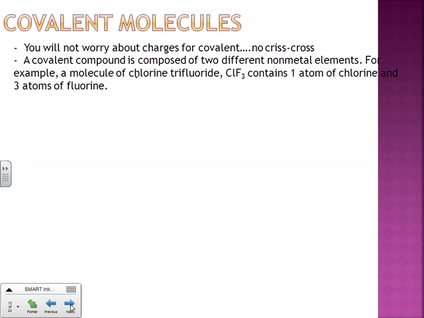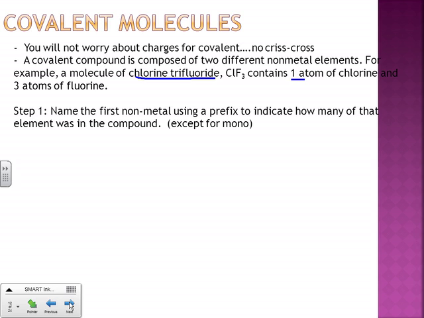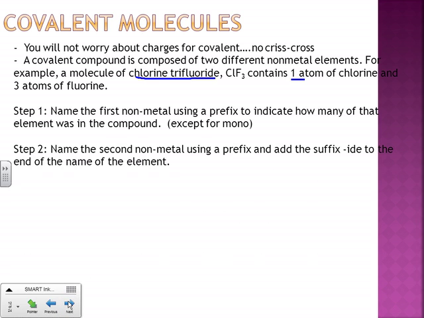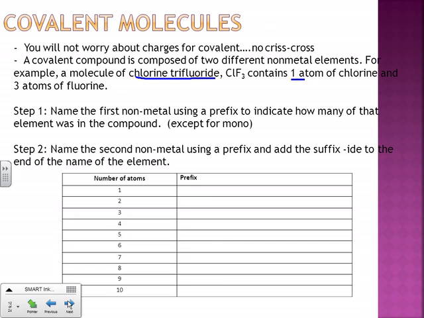So if I have chlorine trifluoride, that means I have 1 atom of chlorine and 3 atoms of fluorine. So the first step in naming these is we have to name the nonmetal. We're going to use a prefix. And then for the second nonmetal in the molecule, we name it with a prefix, but we also add the IDE ending like we've been doing on all the other names. So what you need to do first is jot down these prefixes that go along with each of these number of atoms. And you do need to memorize these.